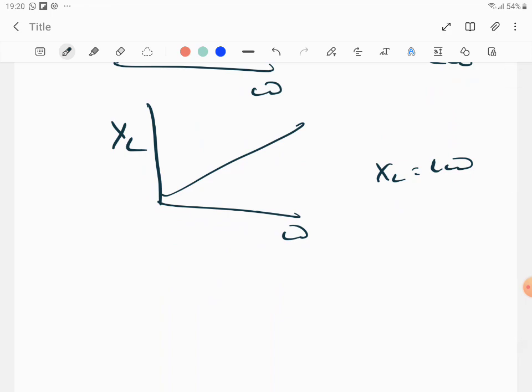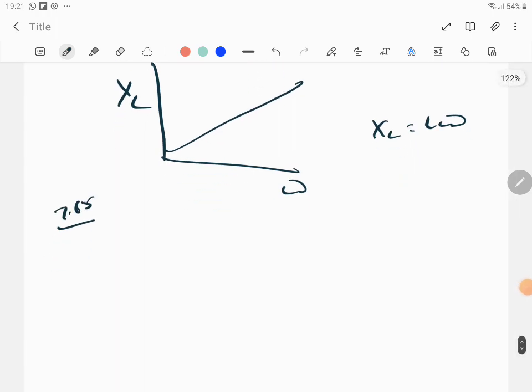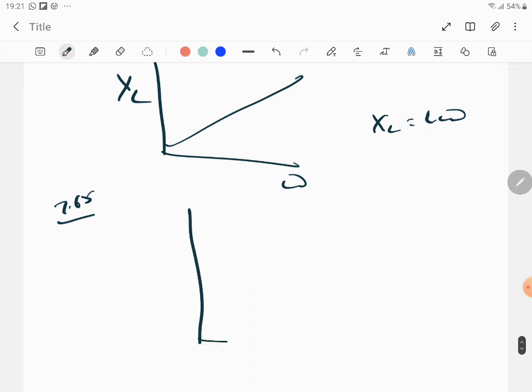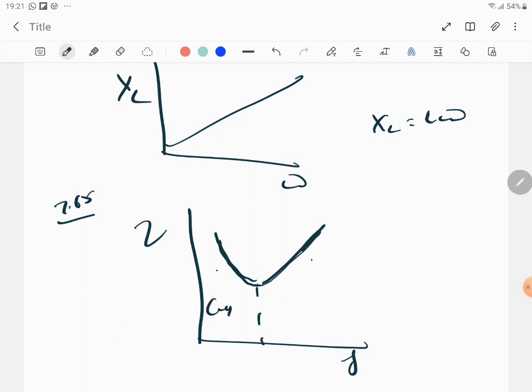There is one more graph which is so damn important, on page number 7.65. In it there is a graph between impedance Z and frequency f, where it goes linear like this. It will be linear on one side and parabolic on the other, which shows that this side is more for capacitance and this side is for inductance.